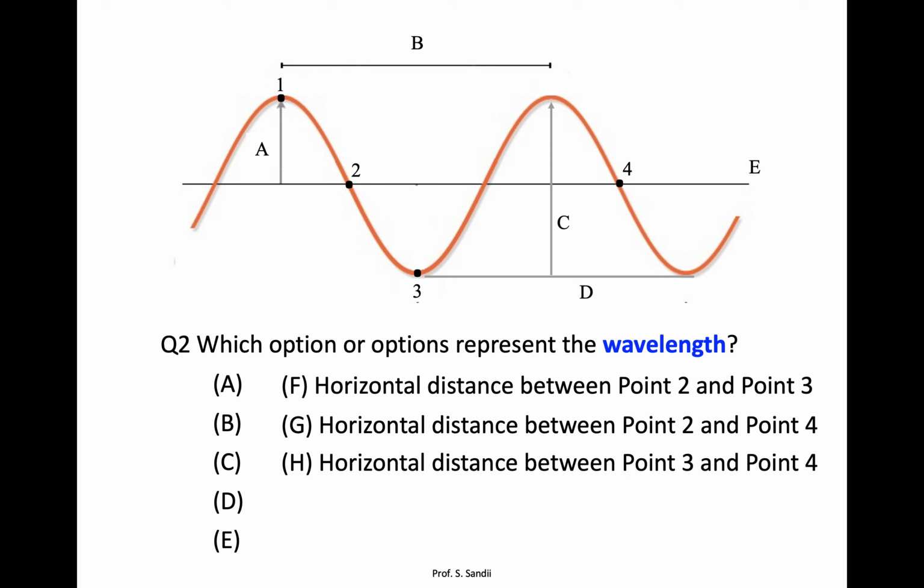Second question, which options represent a wavelength? We have the same 5 letters from before, and now we have the horizontal distance between point 2 and 3, this distance, the horizontal distance between point 2 and 4, this distance, and between 3 and 4, that would be this distance here. Which options represent a wavelength?